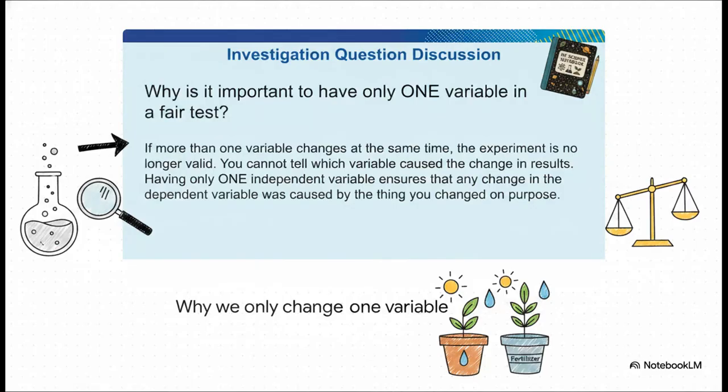Now, when we do get into those experimental investigations, you absolutely must emphasize to your class why we only test one independent variable at a time. It's so important. If more than one variable changes at the same time, well, the experiment is no longer valid. You literally can't tell which variable actually caused the change in the results. Keeping it to one independent variable ensures a totally fair and valid scientific test.